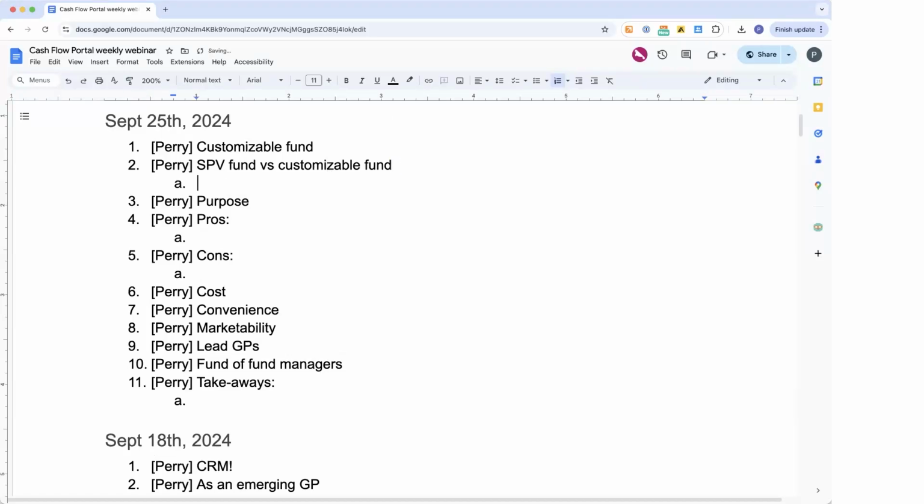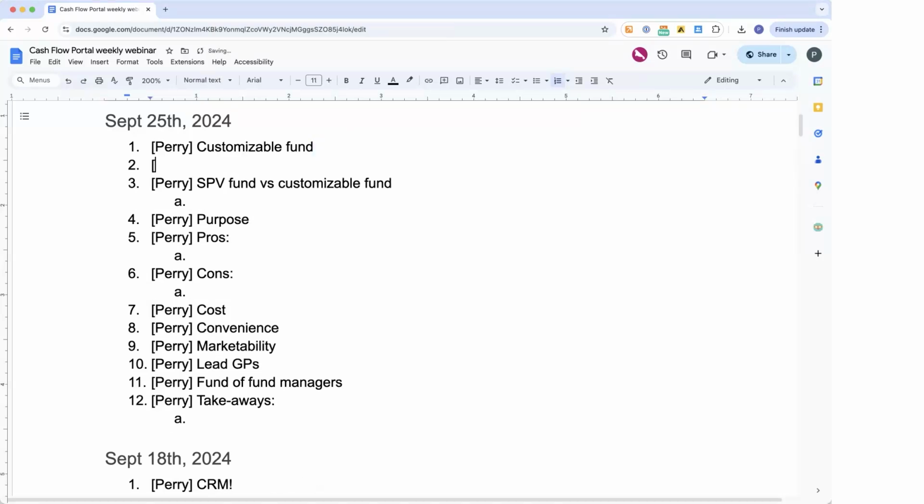Again, syndication is where you get started. That's the crawling part. The SPV is the walking, and the customizable fund is where you want to run, but you may never get there, or you may not want to get there. So let's explain a little bit about funds, just putting funds in context. What is the purpose of funds versus syndications? Okay, let's talk about that.